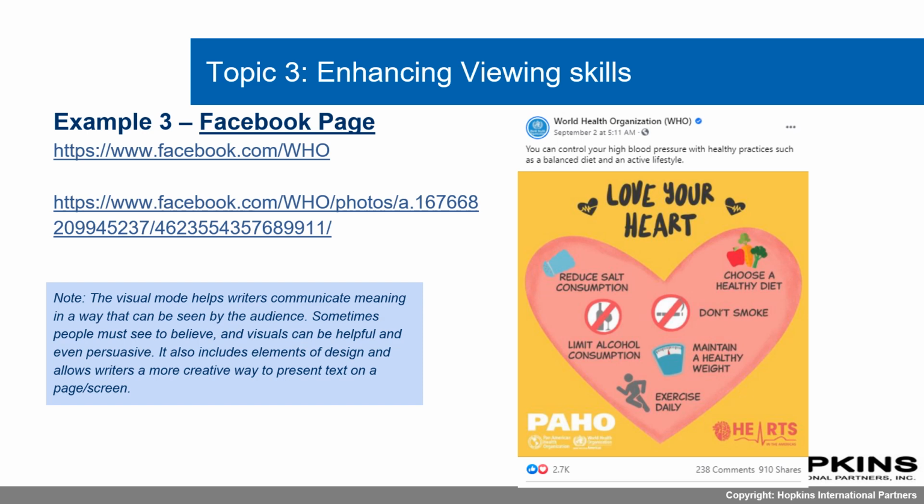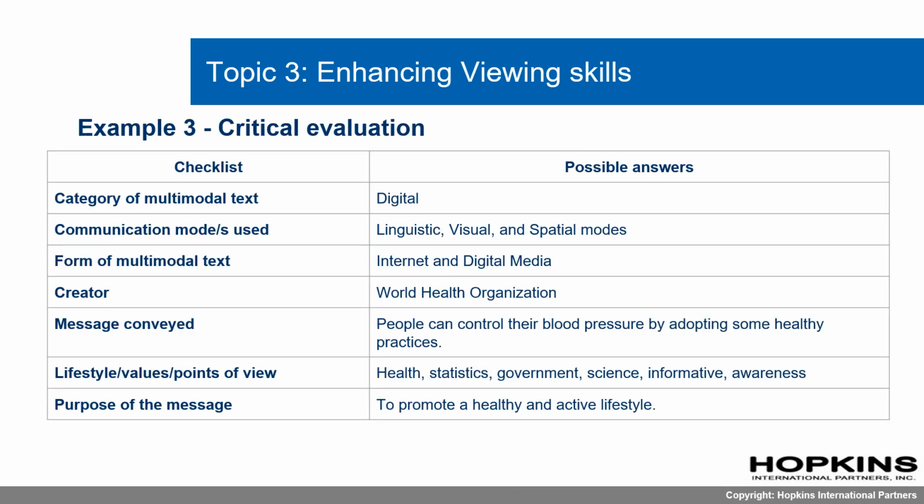Step 3. Identify the lifestyle, values, and points of view represented by the message. This message represents living a healthy lifestyle, and there could be other ways of presenting or reinforcing this same message. Step 4. Identify the goal of the text. The goal of the text would be informational and to inform people that there are practices they could do to promote a healthy heart. Let's analyze the Facebook post using the checklist we created.